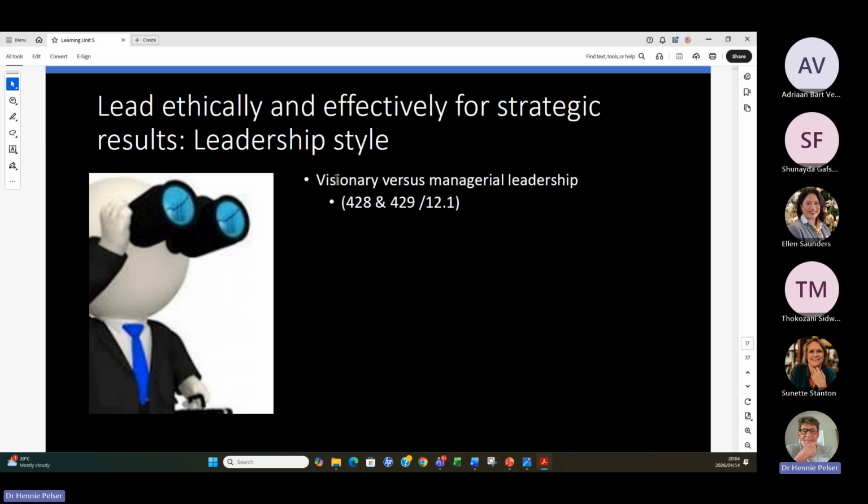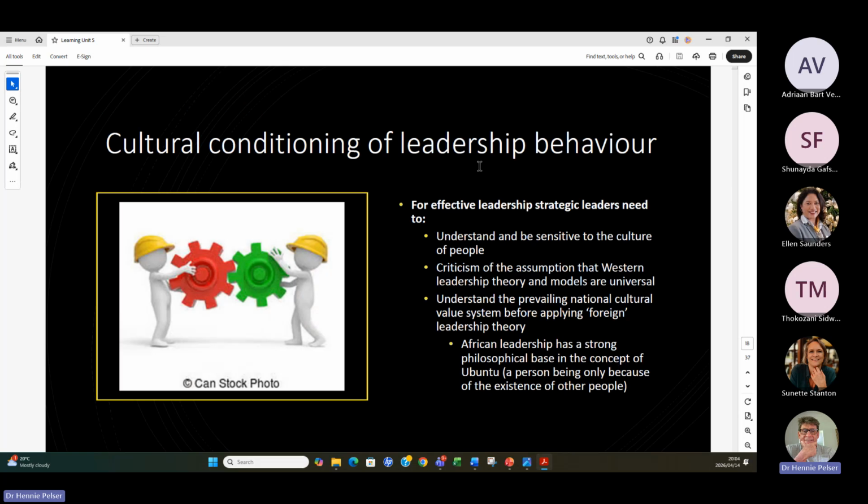So there it does a comparison between visionary and managerial leadership. Visionary leaders are those Steve Jobs type individuals. Managerial leaders are those individuals that are very good at creating the organization structure and putting the elements in place to give life to a vision. The managerial leaders plus the visionary leaders, those are your strategic leaders.